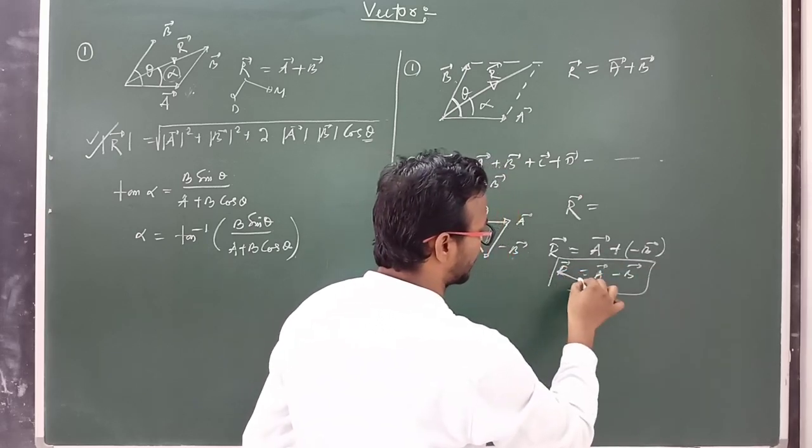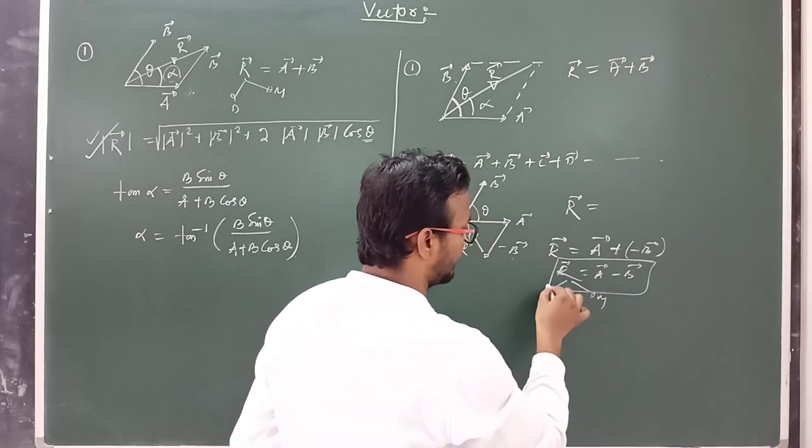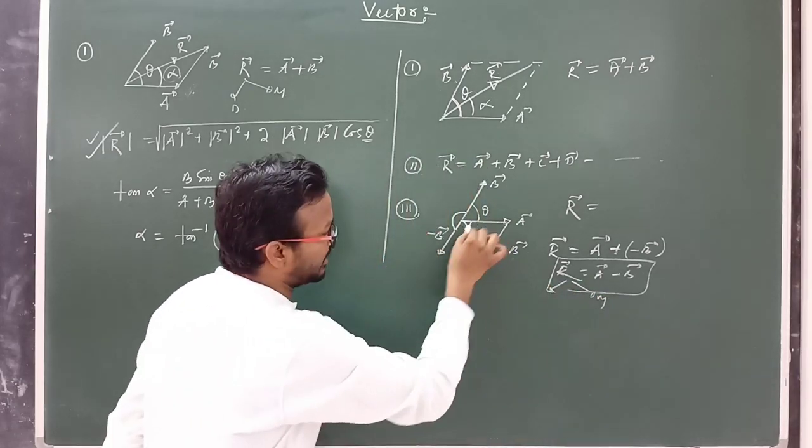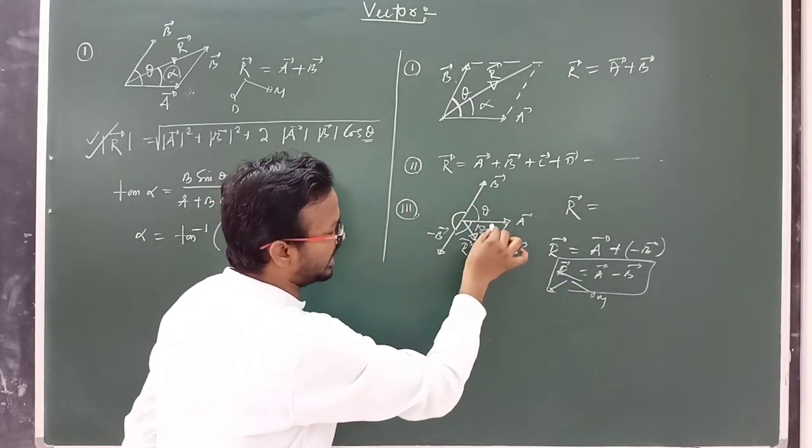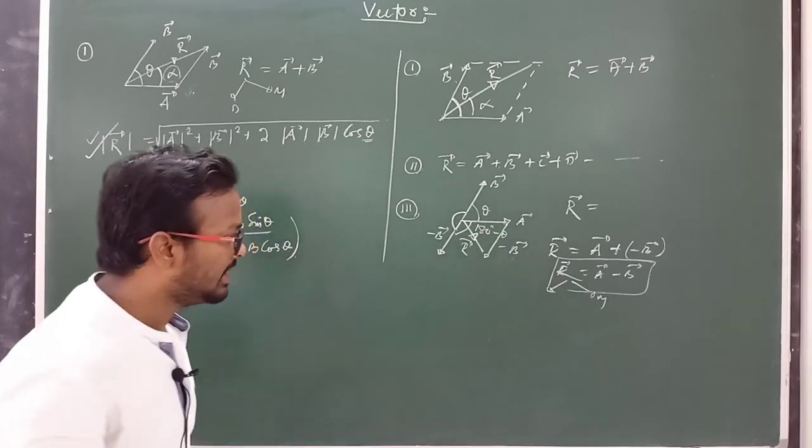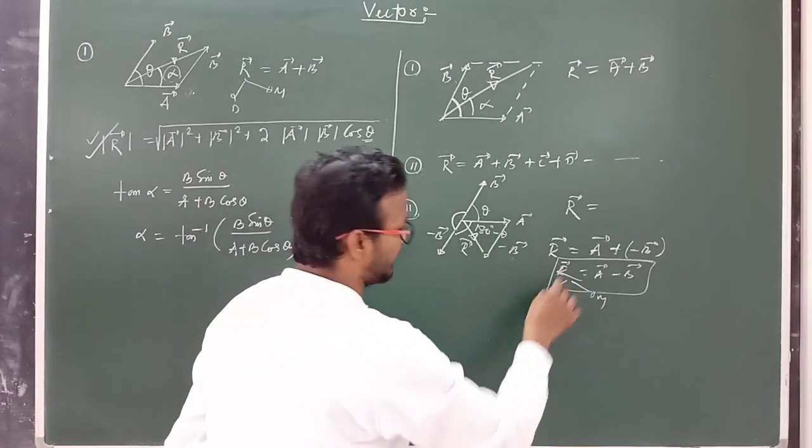So this resultant vector also possesses both magnitude and direction. But here the angle between the two vectors is theta, and this angle is 180 degrees minus theta. So how can we find this magnitude?